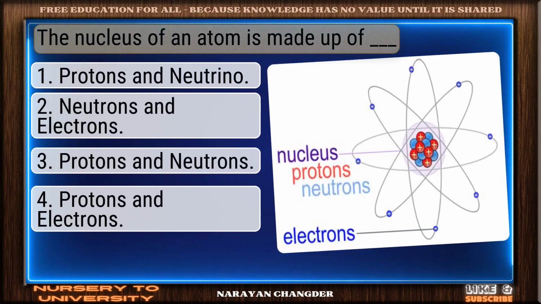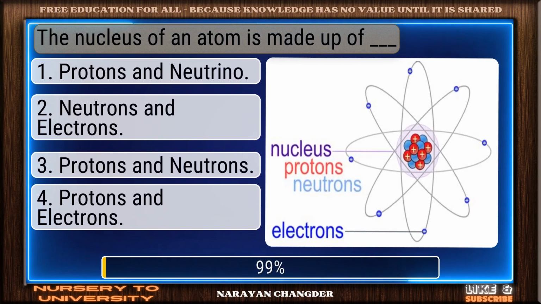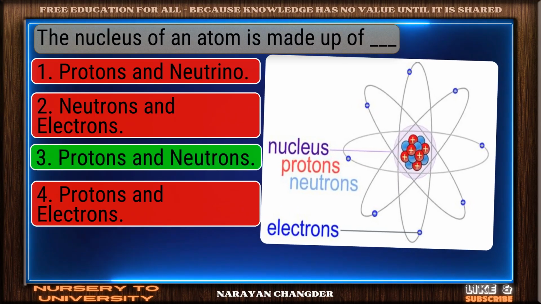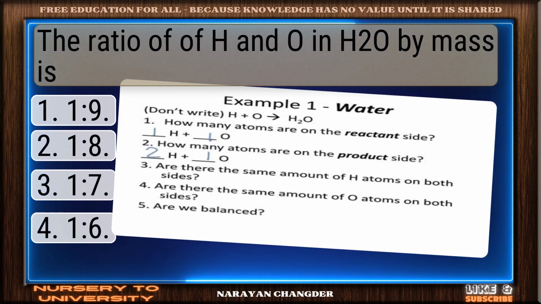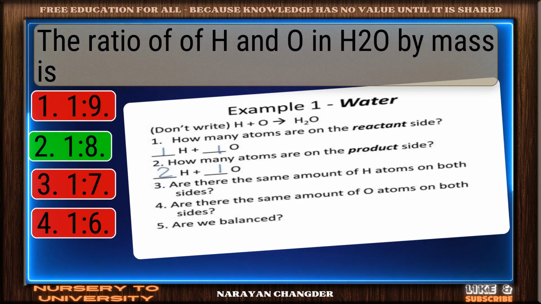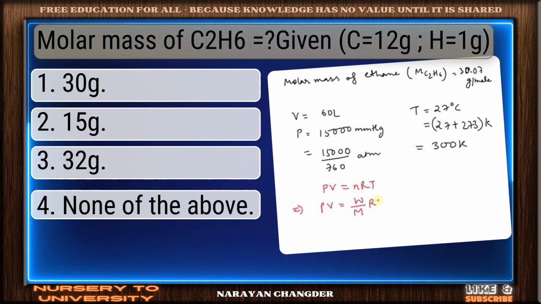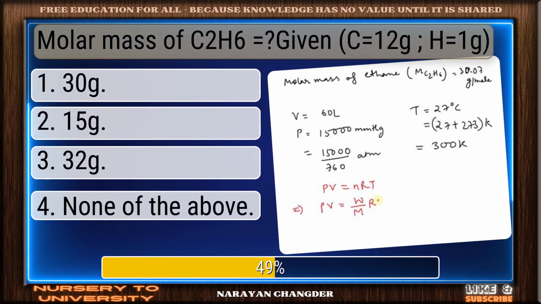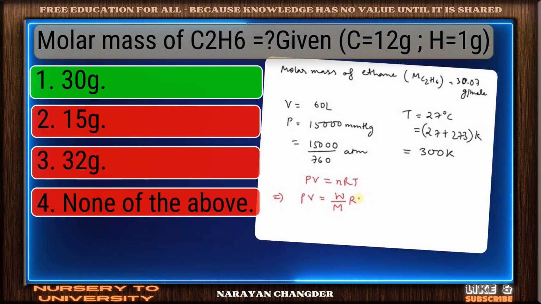Question number 182. The nucleus of an atom is made up of dash. You got it. Your choice, protons and neutrons, is right. Question number 183. The ratio of H and O in water by mass is. You're right. 1:8 is the correct answer. Question number 184. Molar mass of C2H6 is equal to? Given. Sharp thinking. 30 g is the right choice.